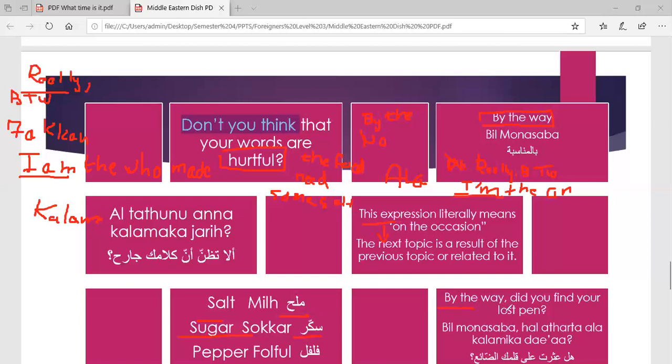By the way, did you find your lost pen? This was in the homework. We used it in the homework. By the way means بالمناسبة. What does did mean here? Did is like a yes or no question, so we use hal or a. Find is عثرت. Found is in the past tense, of course, because we have did. Found is عثر as masculine, because usually we use it with the third person point of view. To make it you find, what does it become? You found.